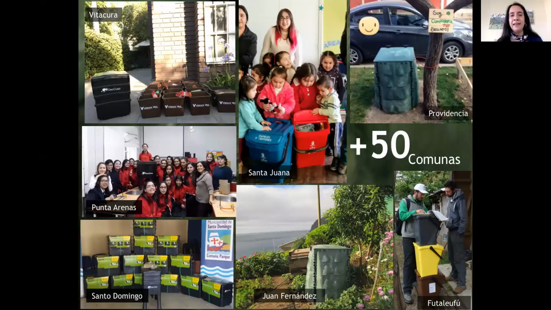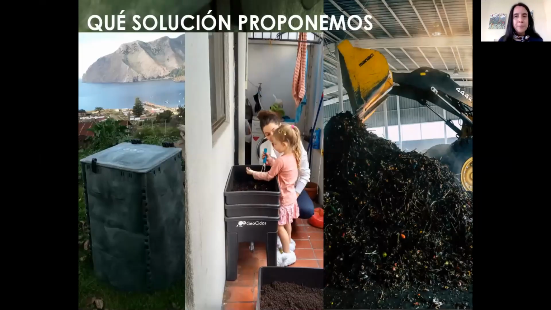Currently, we are implementing several projects at the national level. We are working from Arica down to Punta Arenas. Arica is in the north, Punta Arenas is way down south. And today we'd like to show you two projects that have been very important in our history, in our work, and that have inspired other municipalities in our country.